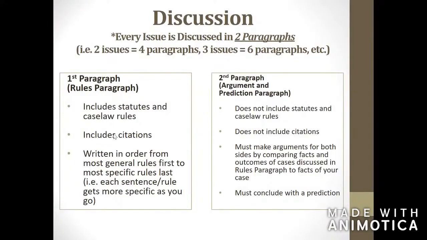So on the left, you'll see what I'm calling the rules paragraph. And remember, I'm going to demonstrate all of this. I've given you a little checklist of what goes into the rules paragraph versus what goes into that second paragraph, which I'm calling the argument and prediction paragraph. So the R in RAP gets its own whole paragraph. The A and P, argument and prediction, share one.